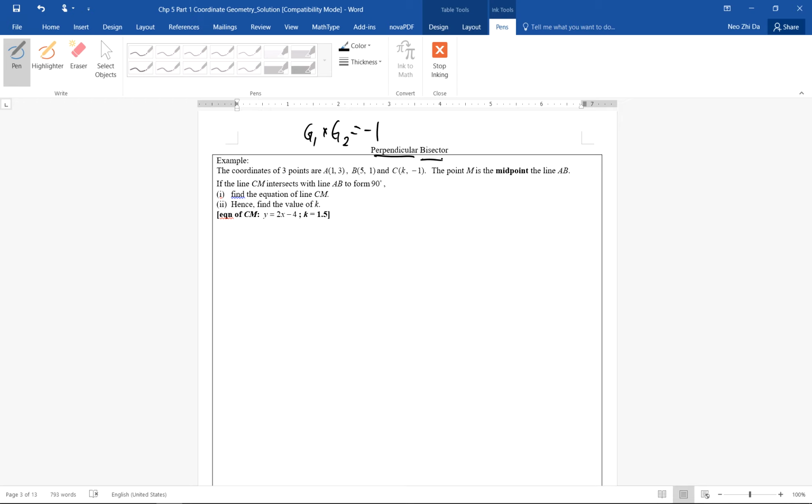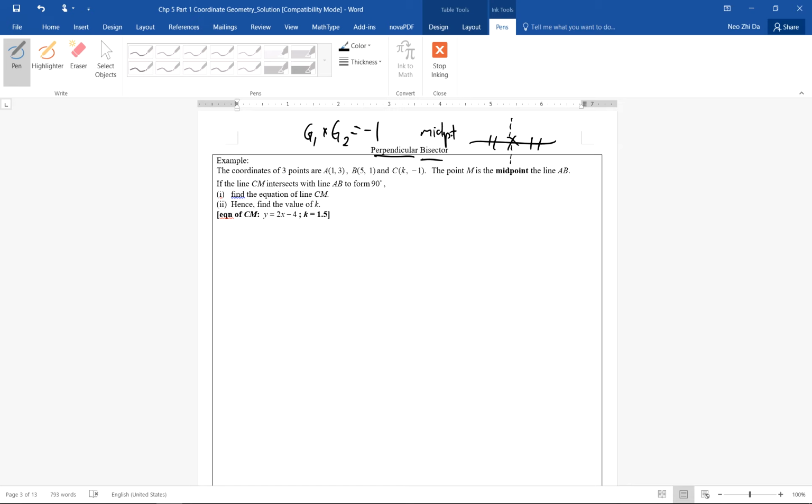So assuming I cut and split it into two equal parts, what can you say about this intersection? This intersection will be a midpoint. So you remember the midpoint formula? You just take the average of the x coordinates and the average of the y coordinates.